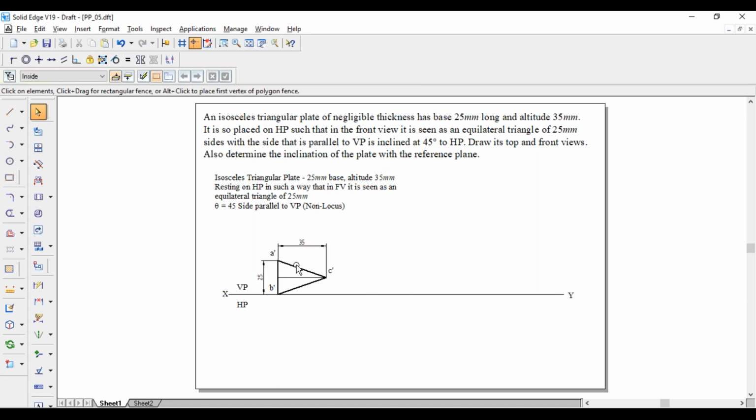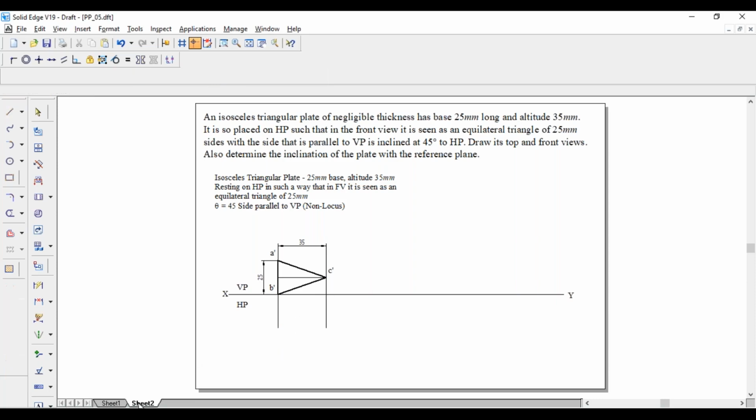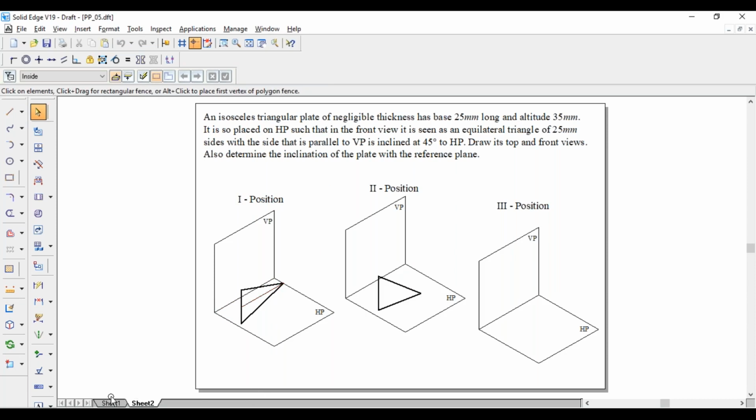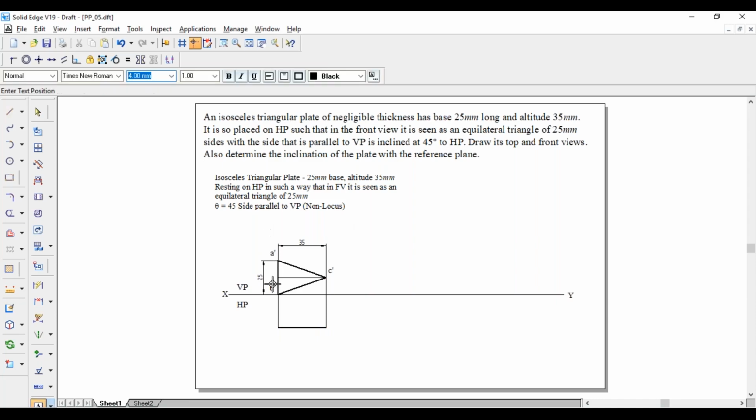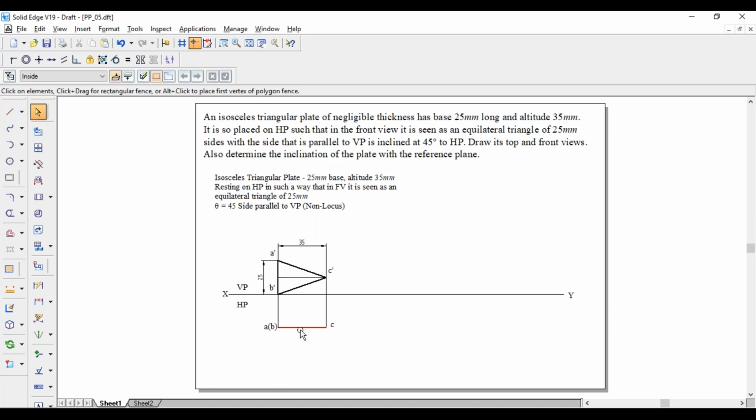Now project in the downward direction. In the top view, you will see it as a line. With a thin line, project in the downward direction. The length will be your choice. I'll project till this one. It should not be on the XY line because it is resting on HP. As it is resting on HP, the top view should not come on the XY line. Now join this. For the naming, as seen from the top, this is nearer to the observer, whereas this one is away from the observer. So this will be a in bracket b, whereas this one is c. This is the first position.